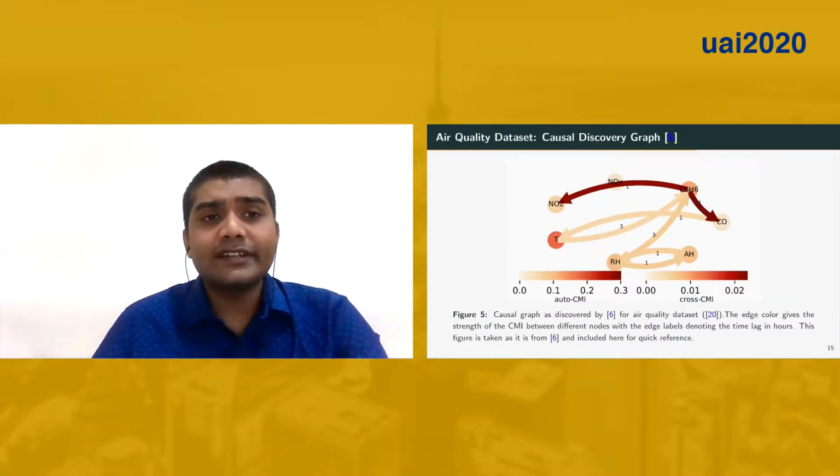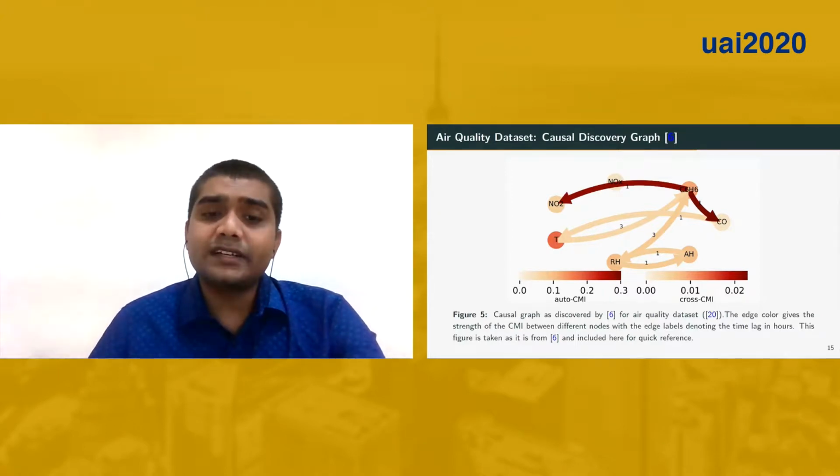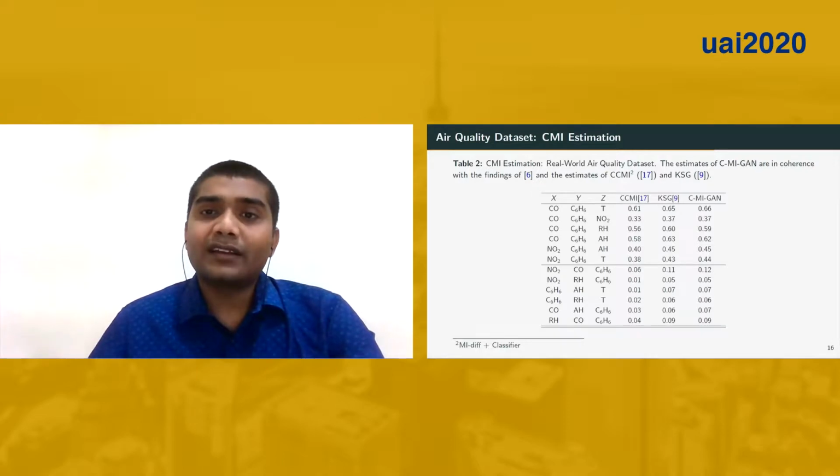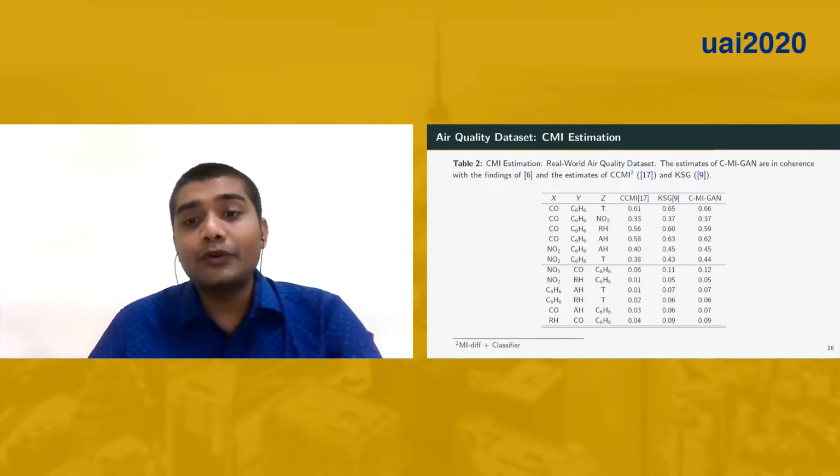Finally, we consider real-world air quality dataset. Here we do not know the true CMI values, and we consider the causal graph as discovered by Runge as the ground truth for extracting different relationships. As we can see, the estimates of C-MI-GAN are in coherence with the findings of other estimators, and also it complies with the ground truth causal graph.